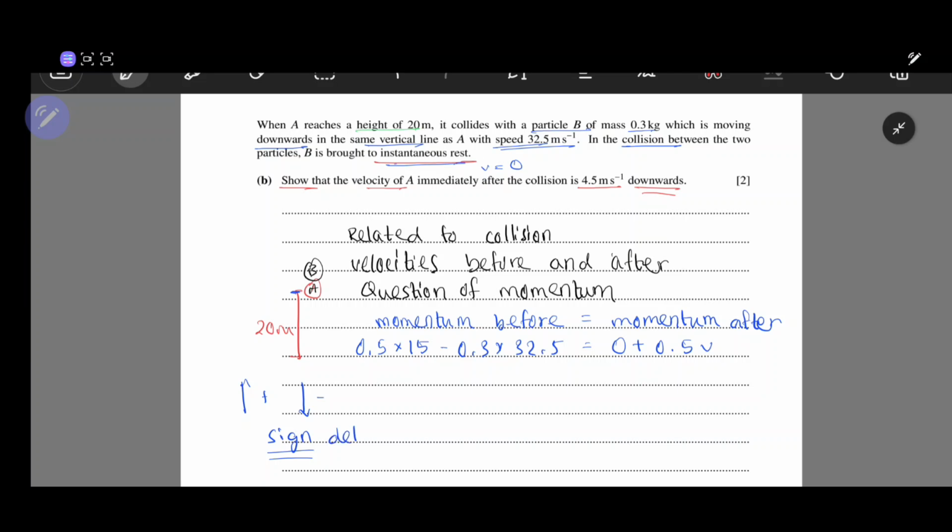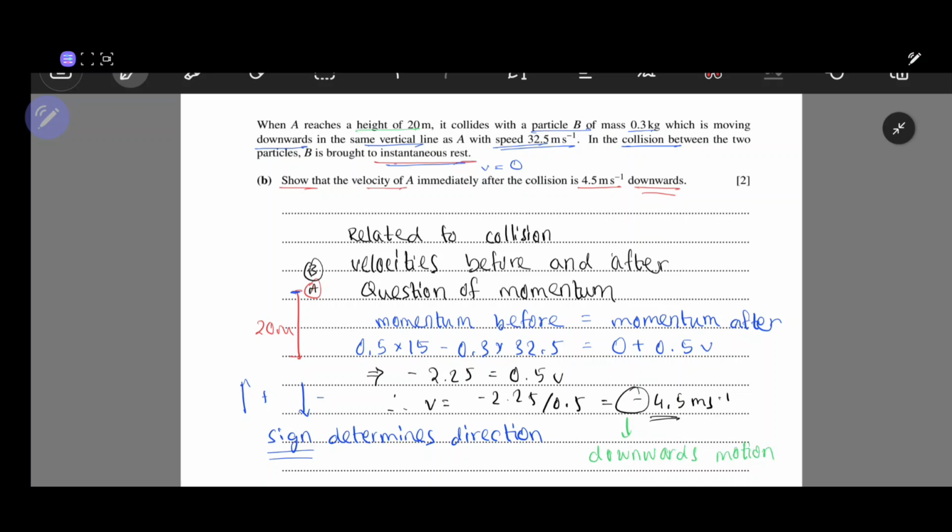Now if we solve for V, we'll get the velocity, and the sign will determine the direction. So now if we just continue solving this question for V, we'll be moving to our solution. Therefore, 0.5 times 15 minus 0.3 times 32.5, that's minus 2.25, equals 0.5 V. Therefore, V equals minus 2.25 divided by 0.5, equals minus 4.5 meters per second. So we showed 4.5, and this minus sign shows downwards motion. So that is for part B.